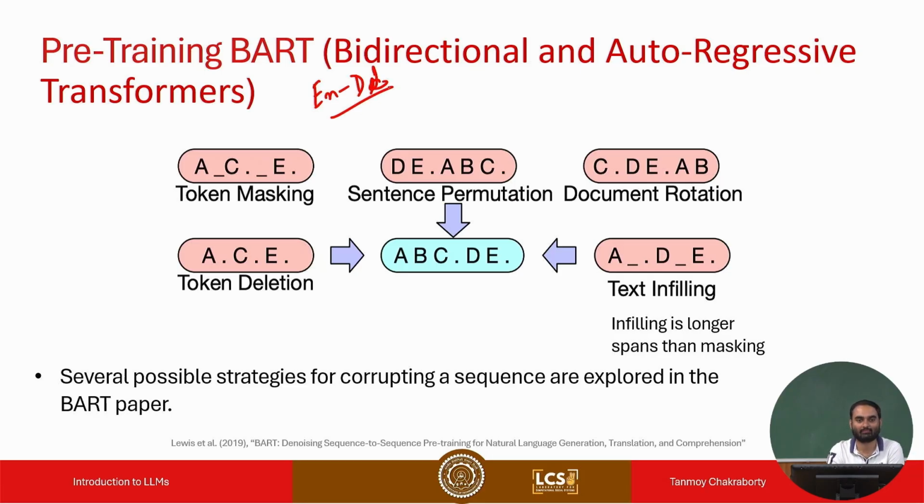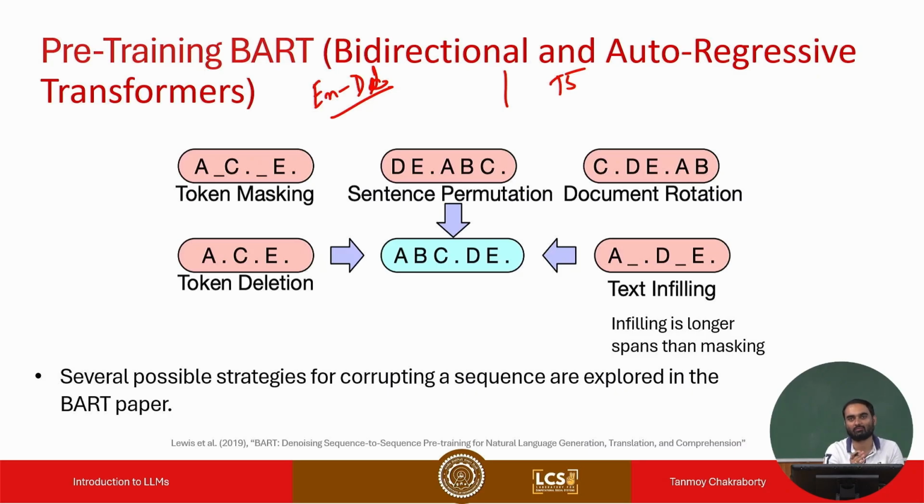Okay, and at the same time, another work was proposed called T5 by Google. That is also an encoder-decoder model. Now in the encoder-decoder model, how do you pre-train the language model?